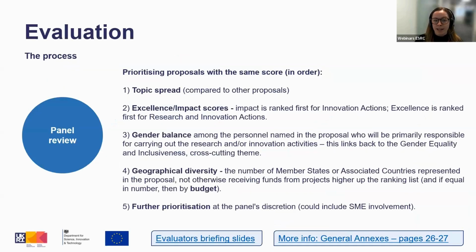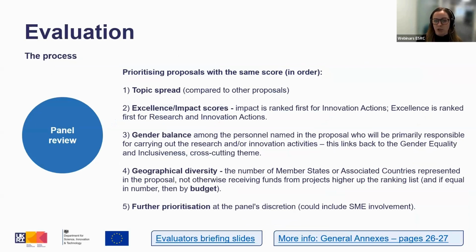So when the application comes up for panel review, when a couple of proposals have the same score, but the funding availability is limited, the evaluators must use additional criteria to decide who should be awarded. So in addition to the criteria under excellence, impact and quality and efficiency of the implementation, the application will also be reviewed on these 5 criteria on the screen.